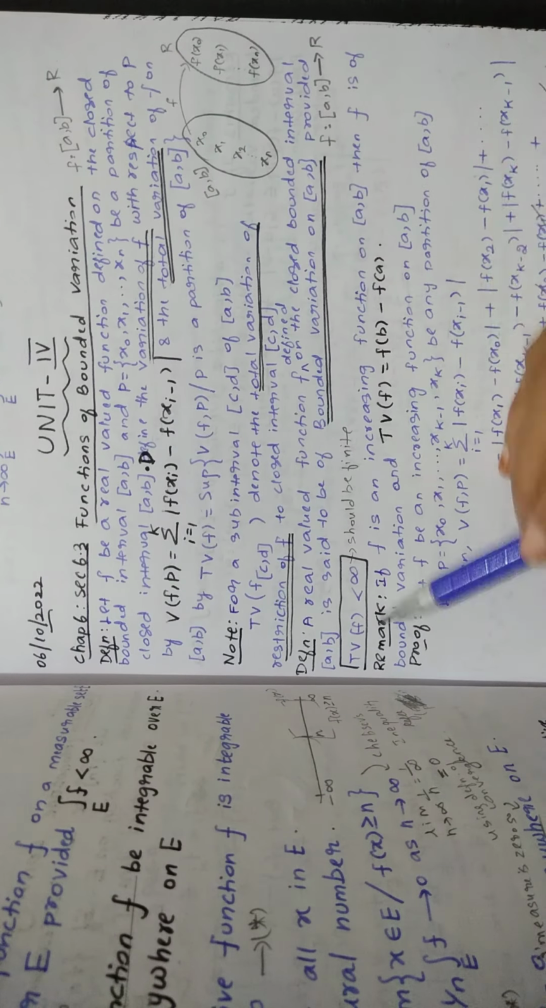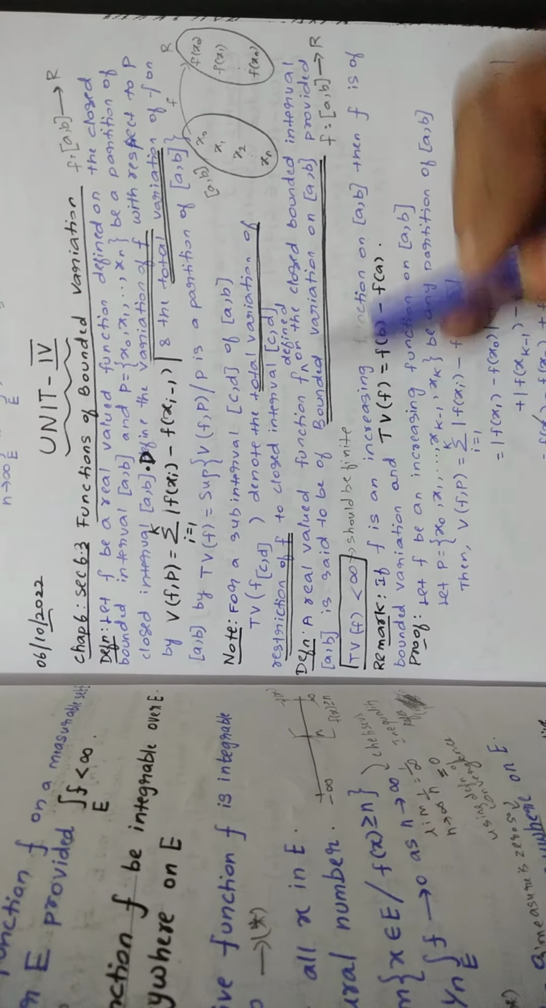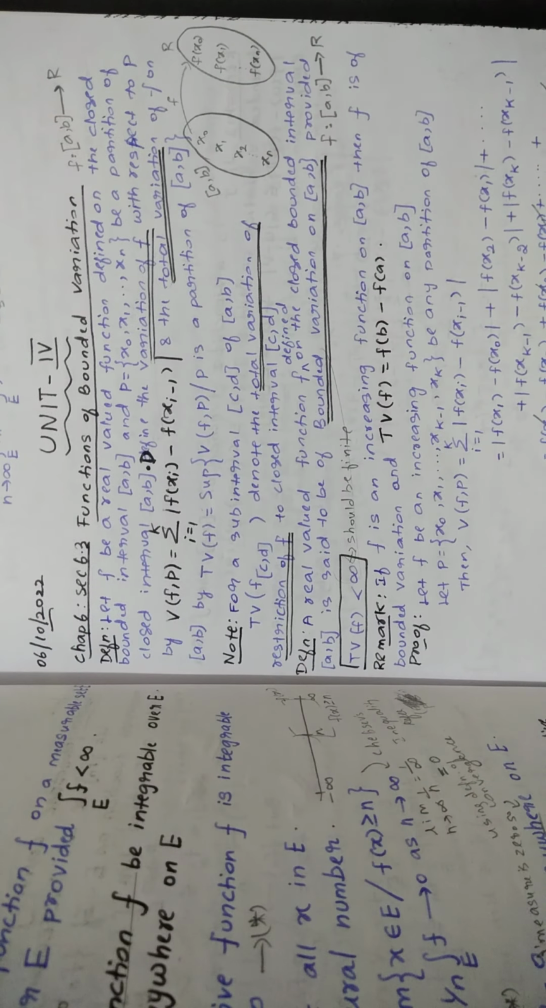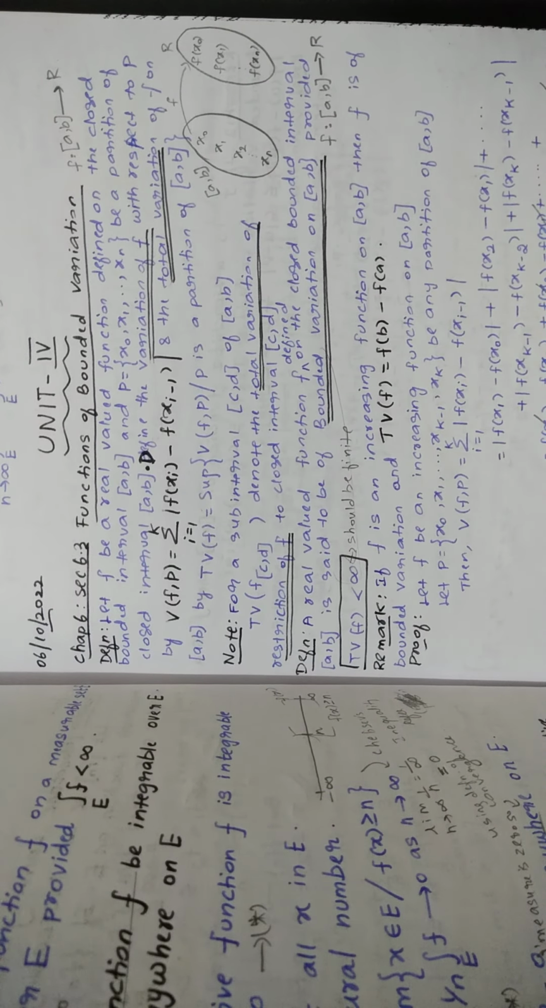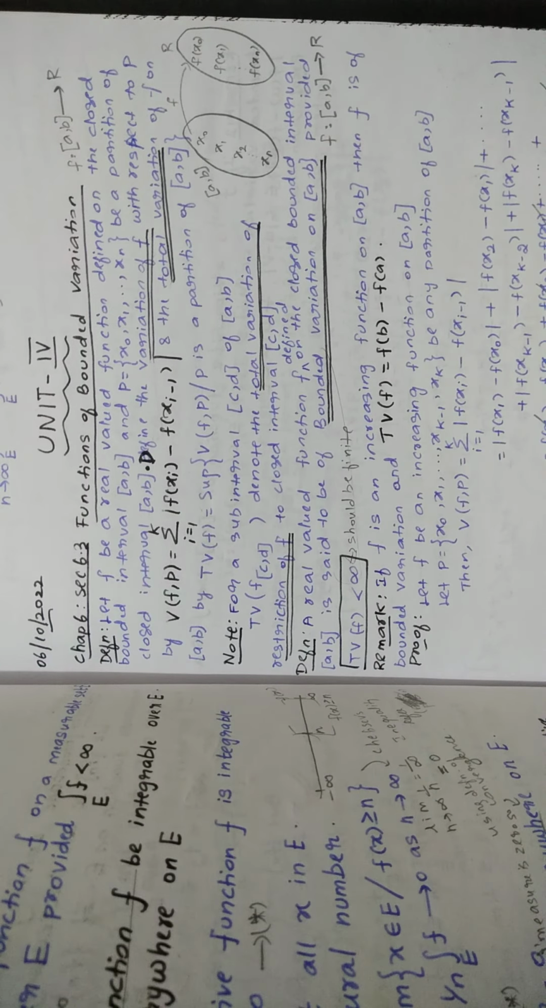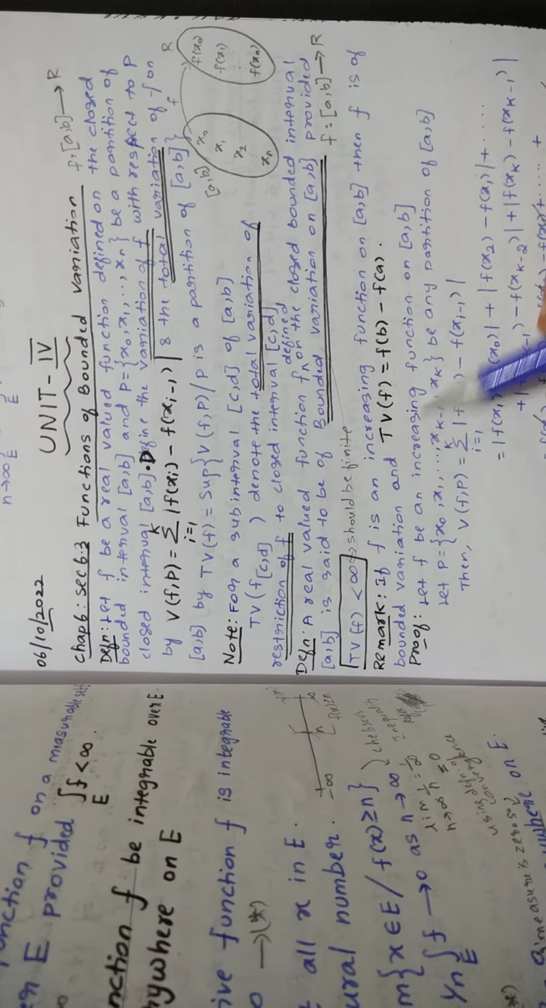Bounded variation on closed interval a comma b means what? This condition, okay? These are all you are writing from the definition of what? From the definition of bounded variation. Okay, here you are having a remark, okay?